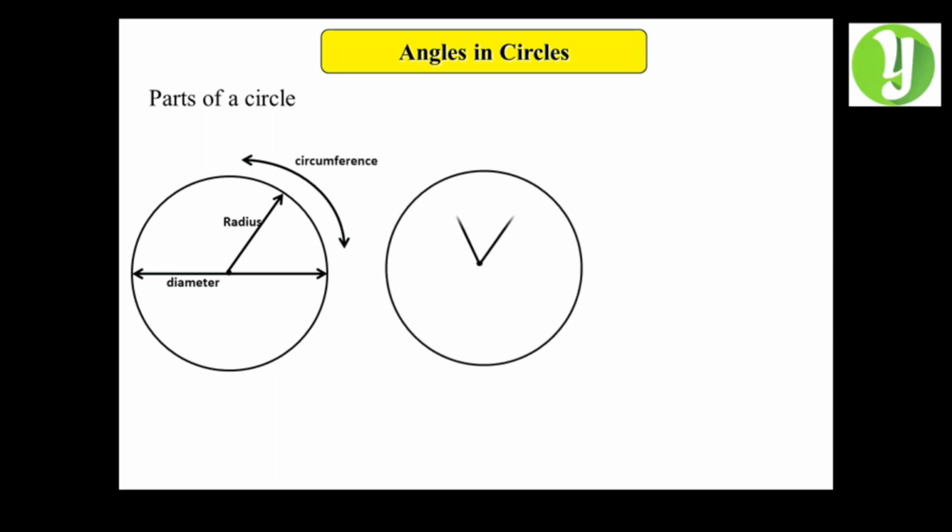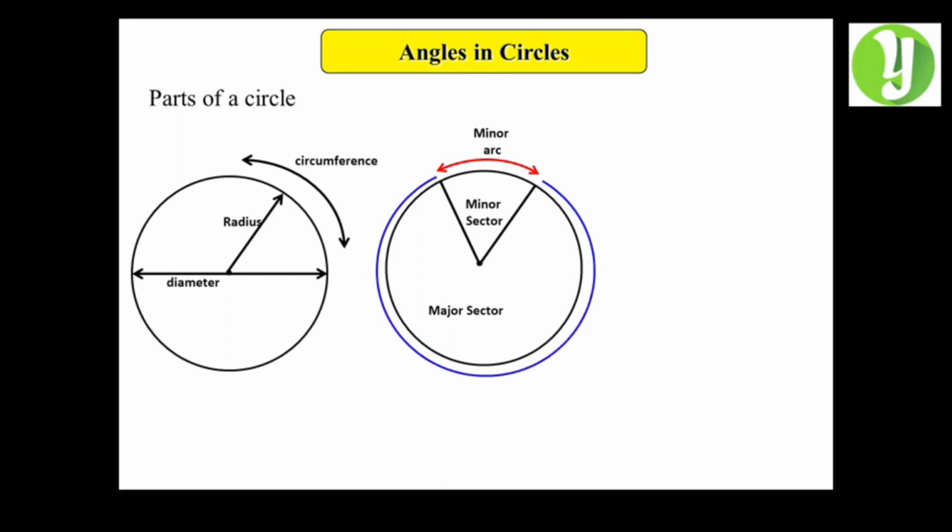The next one: when we have two radii, the area inside the two radii is called a sector. In that case we have two sectors. One is a minor sector, the second one is a major sector, and the arc of the minor sector is called the minor arc length, and the arc of the major sector is known as the major arc length.